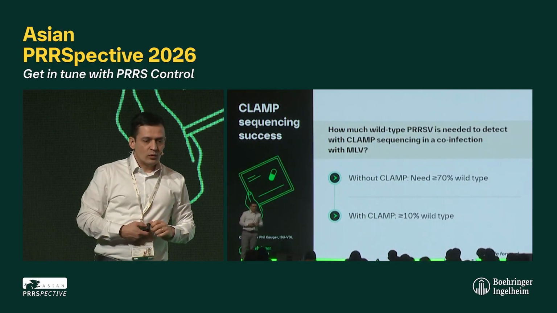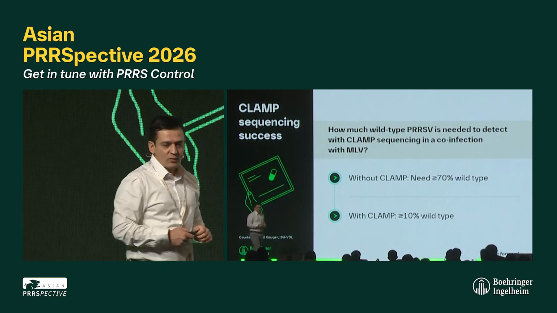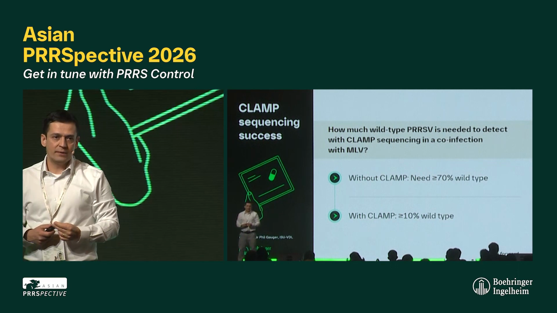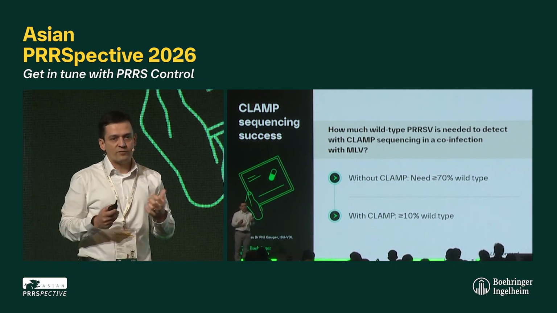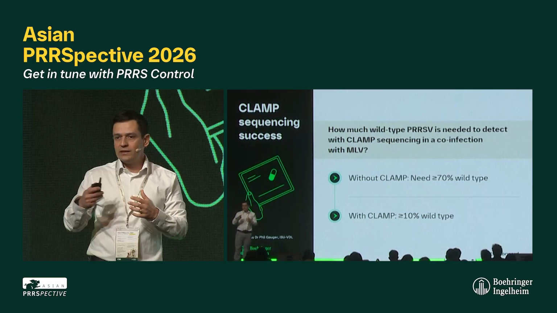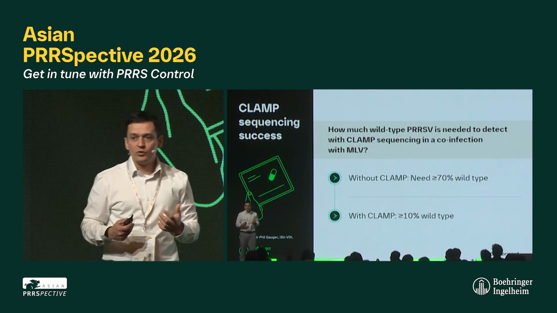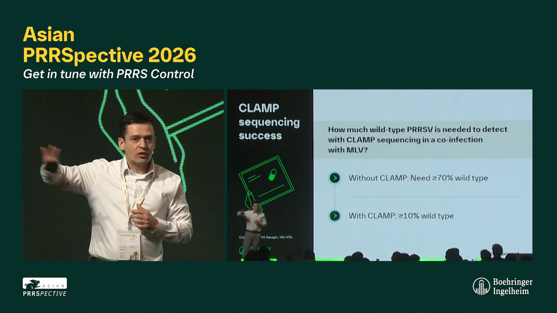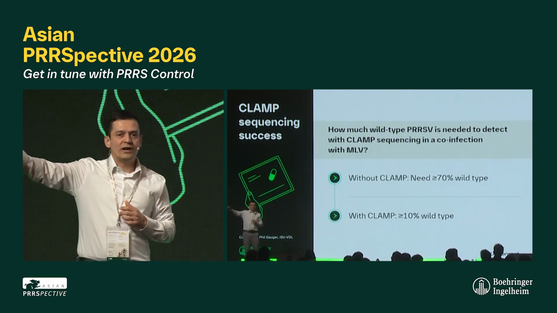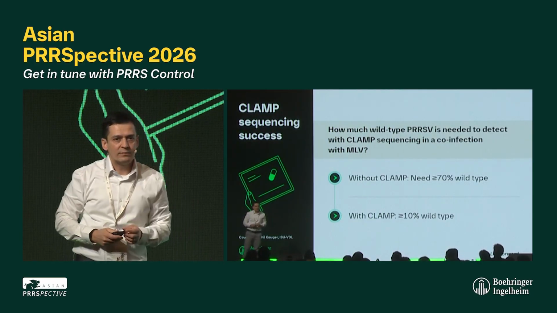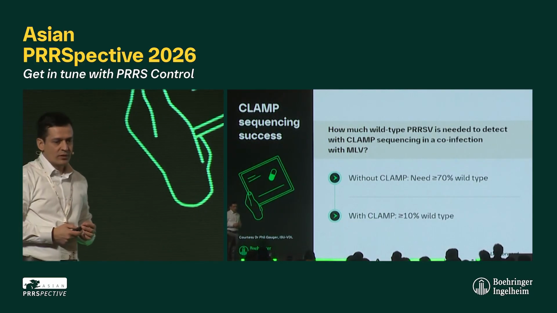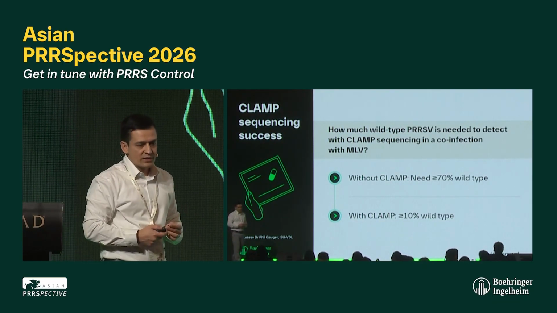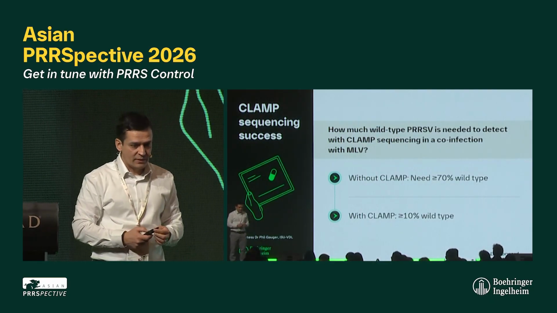How much wild type do I need to detect with the clamp sequencing if it's co-infected with the MLV? It could be as little as 10% with the clamp. Without the clamp, you really need a high amount of wild type present in the sample, right? And that's what the clamp is useful for. Even if you have a lower amount of wild type, you clamp, so you block that known MLV virus, and then you can still detect that wild type that's in the sample. So as low as 10% wild type present in the sample, you can still detect it with this clamp sequencing method.